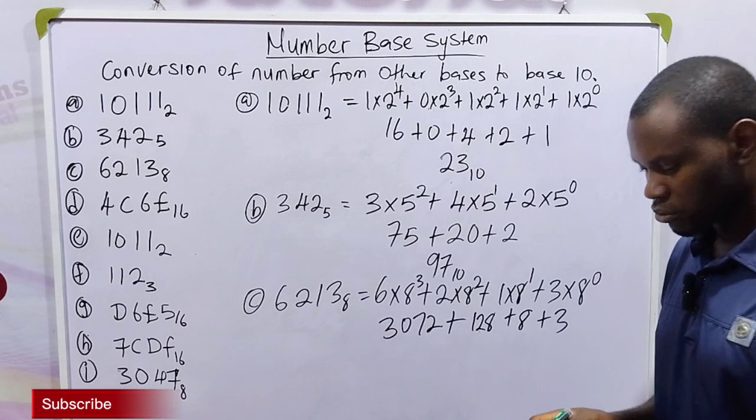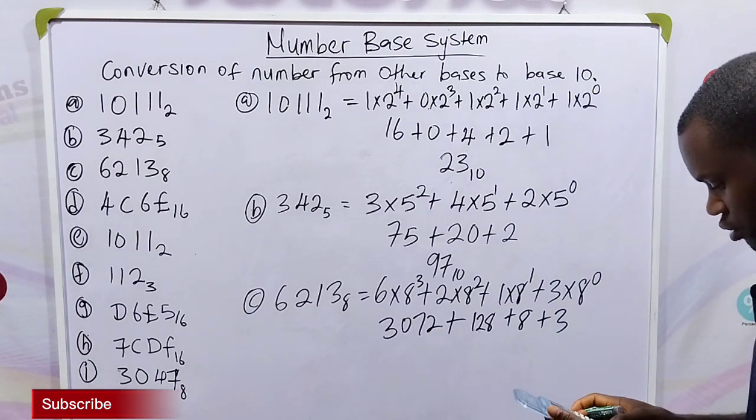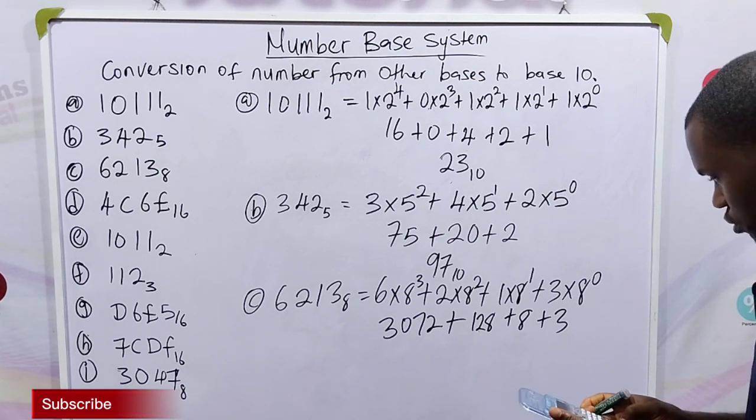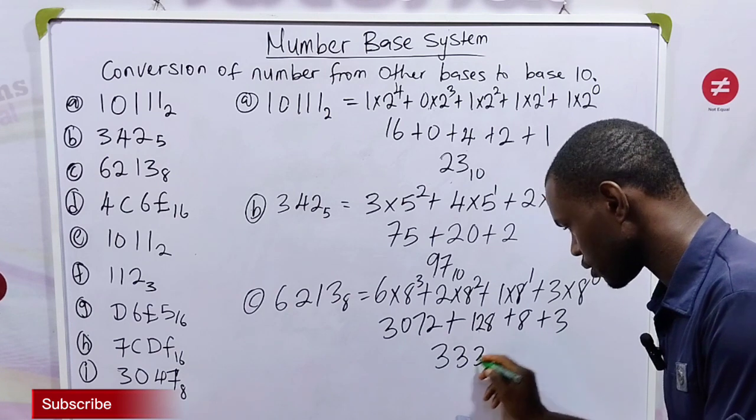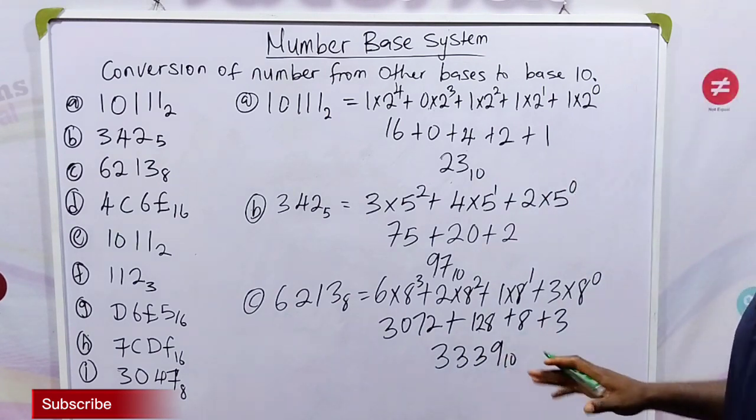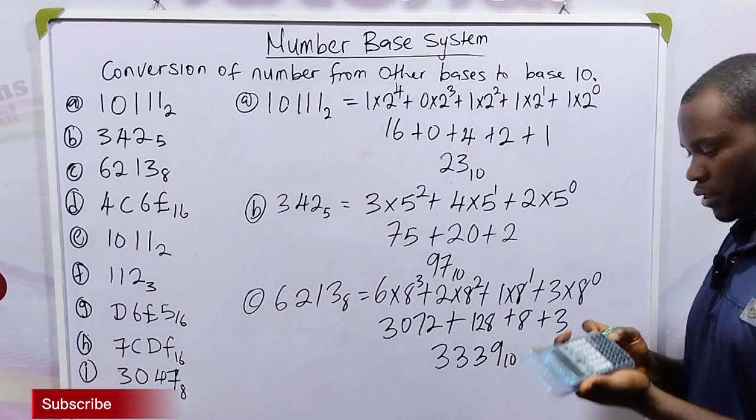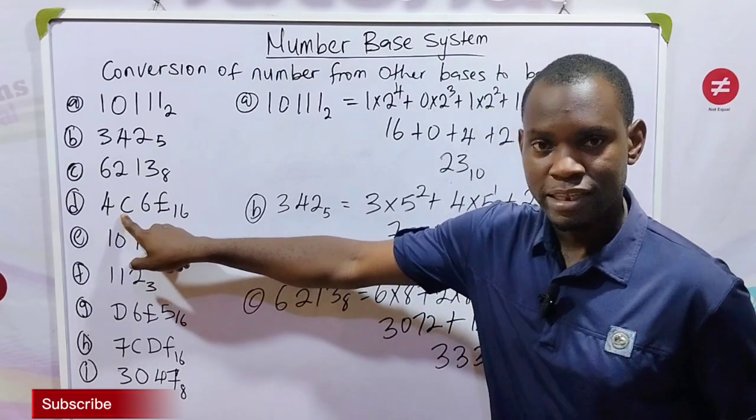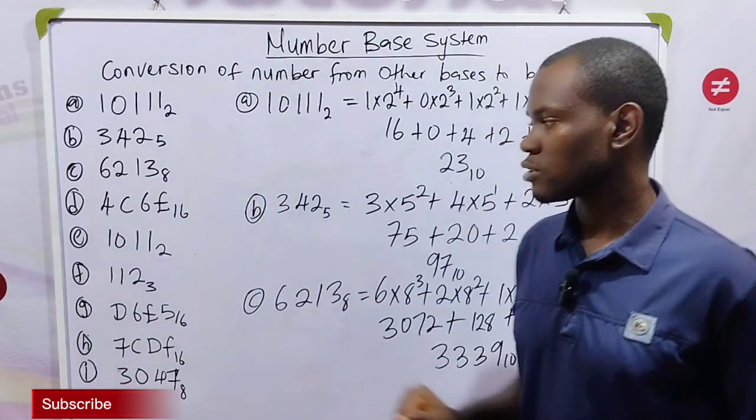So let's add all these numbers. So this is 3072 plus 128 plus 8 and plus 3. So we now have 3,3,3,9 in base 10. So we have also converted this one to base 10. Now let's look at this situation. We have letters, that is English alphabets, mixed up with numbers. So let's see how we convert this one.